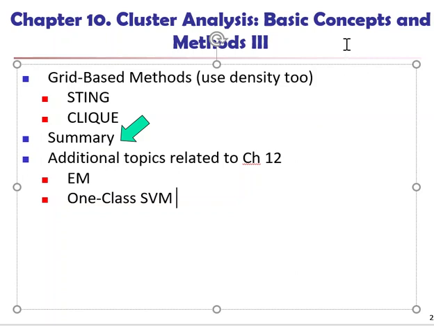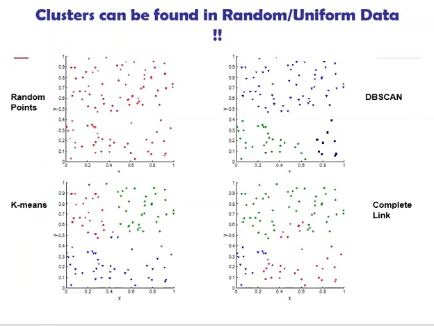So far, we have covered the popular clustering methods. There are lots of methods, so as I promised, I'm going to produce a summary of those methods. Before we do that, I want to emphasize again, clusters can be found in random or uniformly distributed data.